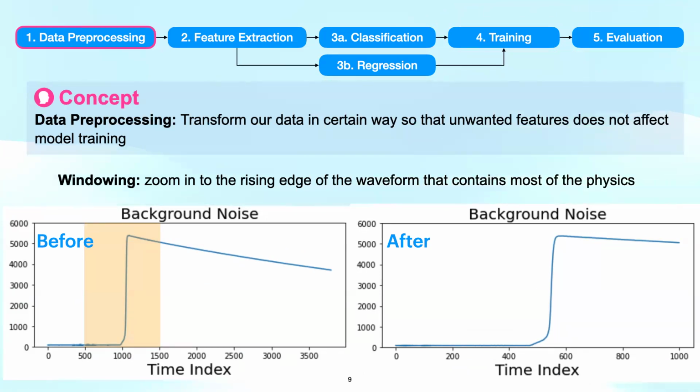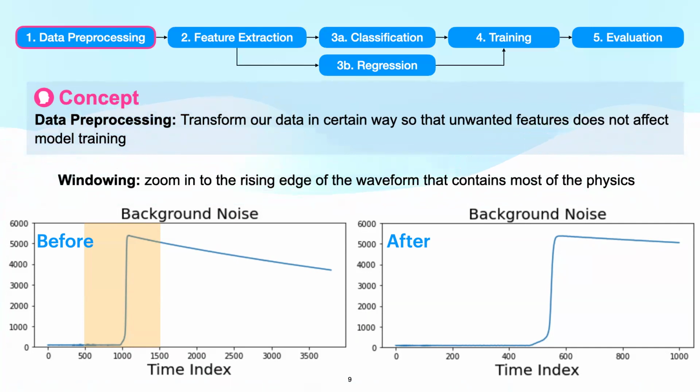The concept of data pre-processing is to transform our data in certain ways so that the unwanted features that I'm worried will affect my machine learning model get filtered out. So this is something you need to think about even before you start building your model.